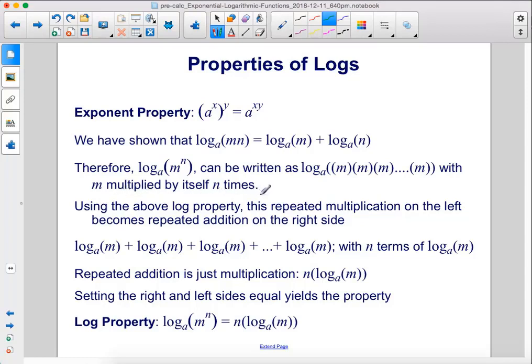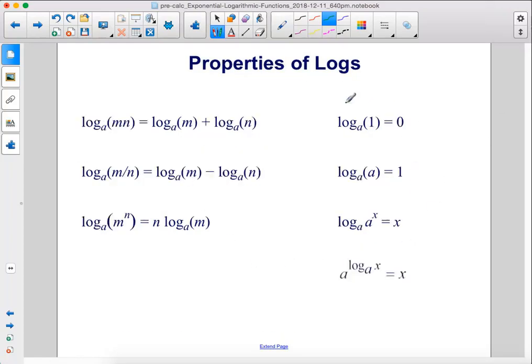Using the above log property, this repeated multiplication on the left becomes repeated addition on the right side. Log base a of m plus log base a of m, and so on, with n terms of log base a of m. Repeated addition is just multiplication. Therefore, we have n times log base a of m. Setting the right and left sides equal yields the property log base a of m to the n power equals n times log base a of m.